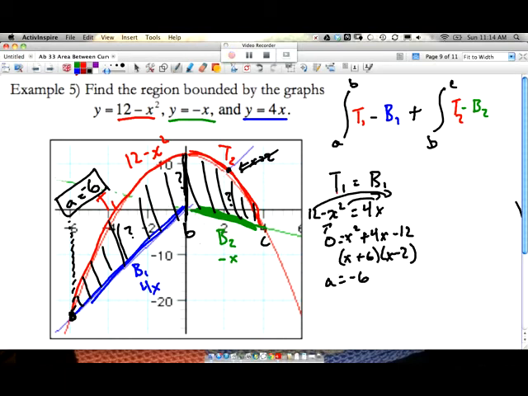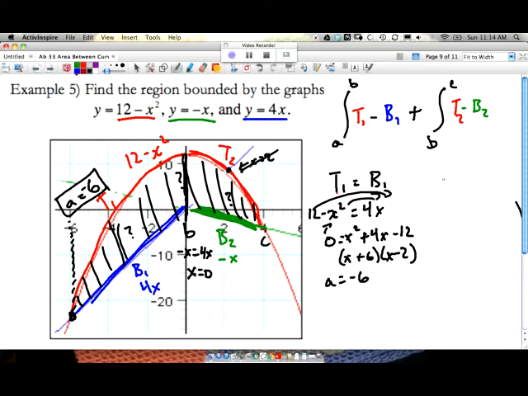Now, this middle piece, b, happens when negative x equals 4x, and it's not too hard to figure out that that only makes sense if x equals 0. You don't want to divide by x on both sides, because then you get negative 1 equals 4, and that's not true. So that must mean that x can only equal 0 in that instance.